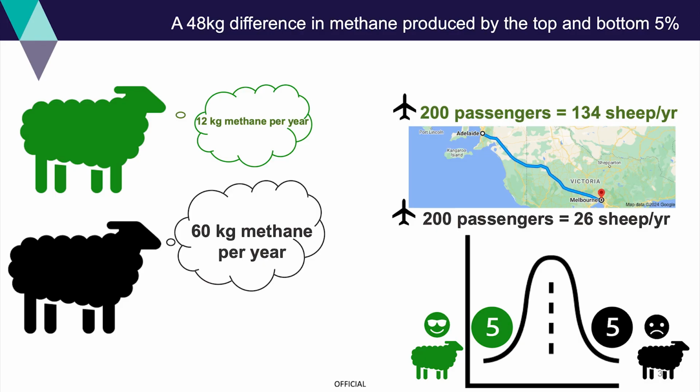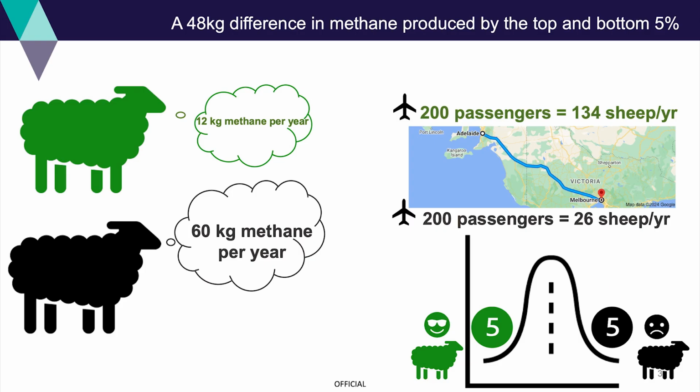Using the variation that we see in our Hamilton flock, where we have maternal composites, there's around a 48 kilo difference in methane produced by the top and bottom 5%. Now, we haven't done anything special to this data, this is just the raw data. So there are differences in body weight and feed intake between those top and bottom, just a caveat there. But it's a massive difference in methane emissions: 12 kilos per year for those green sheep versus 60 kilos of methane per year for the black sheep. And that's the top and bottom 5%.